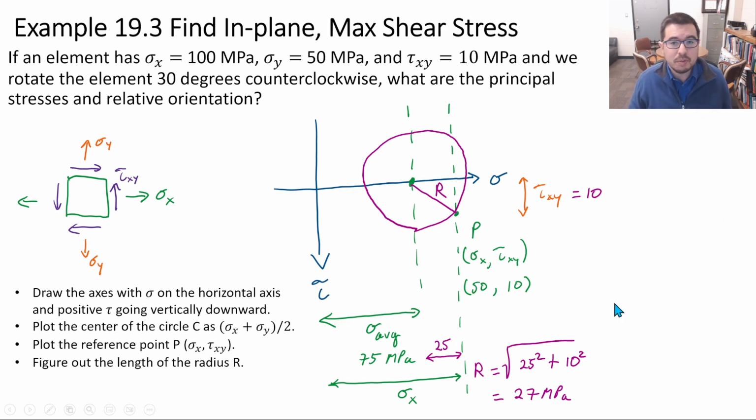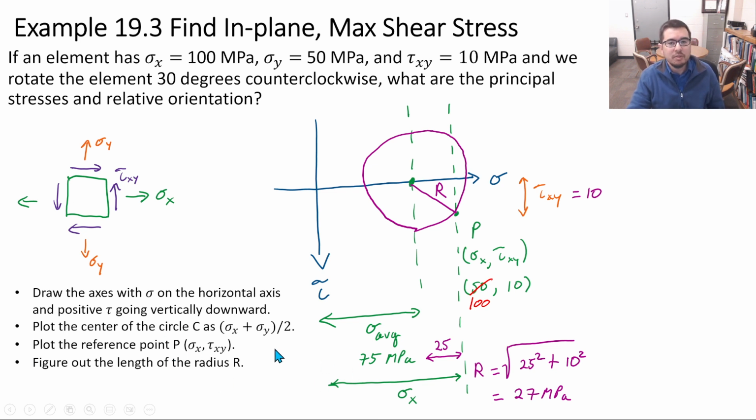Let's look at another example. Let's find the in-plane max shear stress. Okay, same numbers as we had before. So that means that this is supposed to be 100. Same initial steps: calculate the center, calculate the radius.